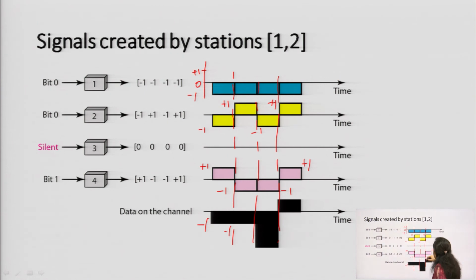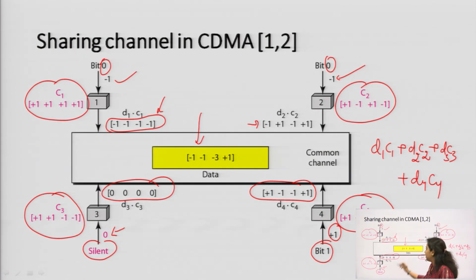When you consider this third bit, this will be minus 1, which becomes minus 2, and this will become again minus 1. So, this will be minus 3. Then the last one, this will again cancel out, this is 0 and this is plus 1. So, the output will be plus 1. So, this is how the data on the channel will travel, what you have seen in the previous slide: minus 1, minus 1, minus 3 and plus 1.